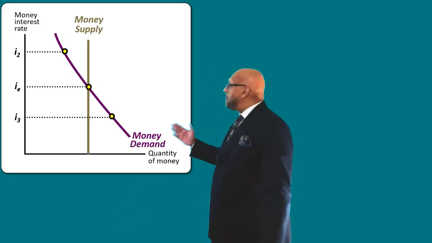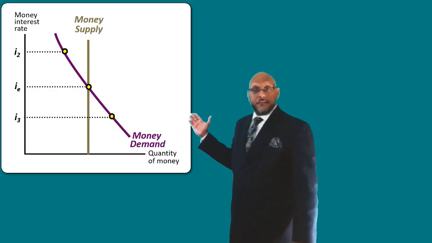The only reason we demand money is because we want to buy things or services. So we have a demand for money, we take the money and we buy stuff. If we want to buy more stuff, we're going to demand more money. So this is a money demand, money supply curve.